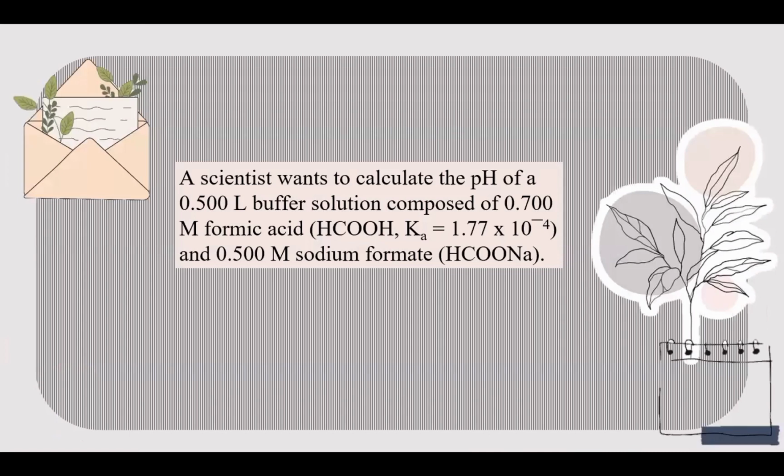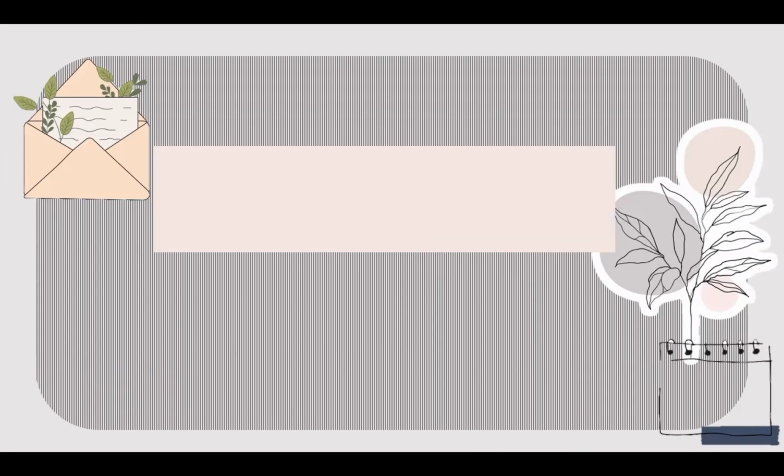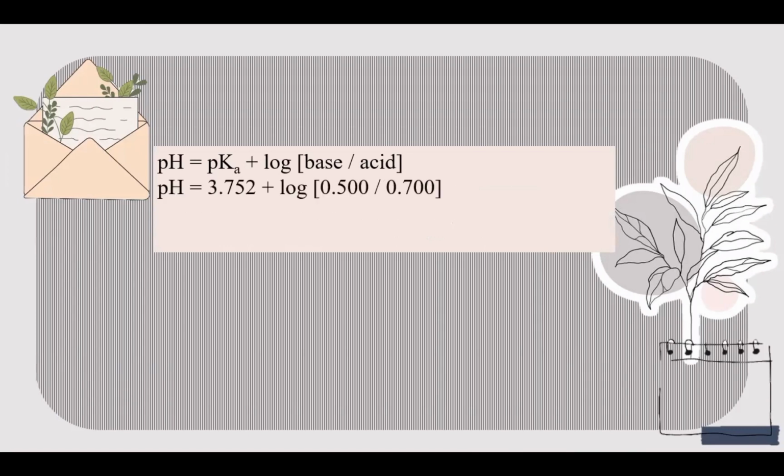Problem 3. A scientist wants to calculate the pH of a 0.5 liter of buffer solution composed of 0.700 moles of formic acid per liter and 0.5 moles of sodium formate per liter. So first, we can use the given molarities in the Henderson-Hasselbalch equation. pH equals pKa plus the logarithm of base over acid. So pH is equal to 3.752 plus the logarithm of 0.5 over 0.7.